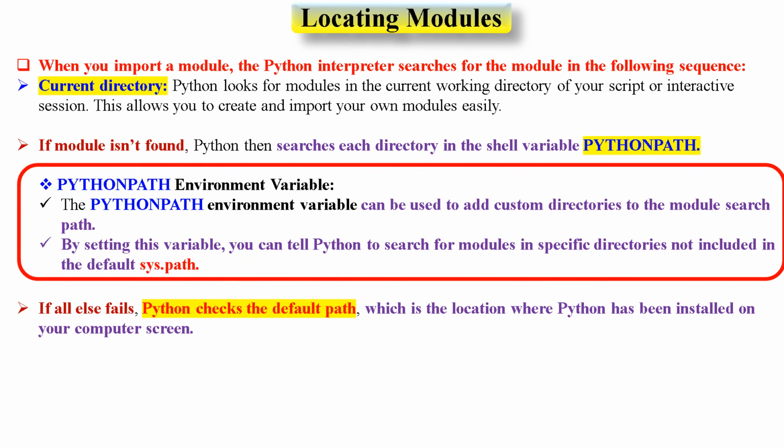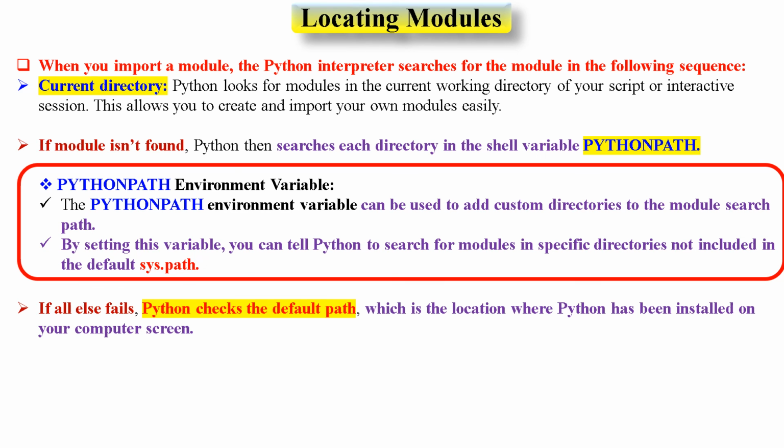Let's discuss locating modules. When you import a module, the Python interpreter searches for the module in the following sequence. Current directory. Python looks for modules in the current working directory of your script or interactive session. This allows you to create and import your own modules easily. If the module isn't found, Python then searches each directory in the shell variable PYTHONPATH.